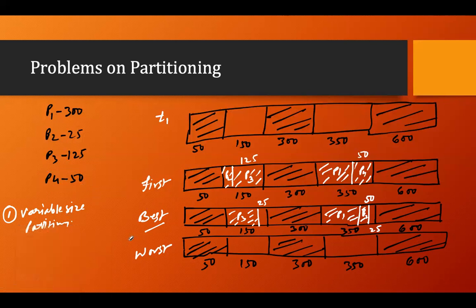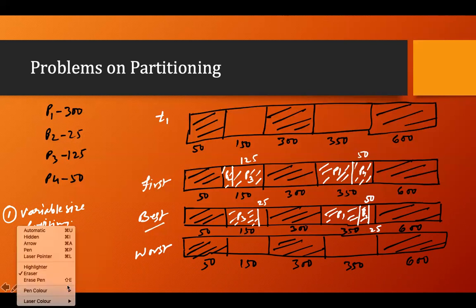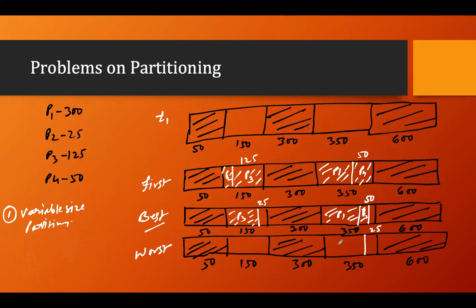Now, let's go for worst fit. What does it do? It will scan all the possible holes and find the biggest one, right? So let's go for that. Go for P1. P1 requires 300. We have 150, we have 350. Obviously, this is the worst, so we go here and accommodate P1.